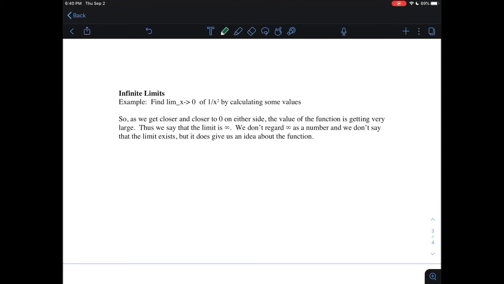So then finally, infinite limits. So for example, find the limit as x approaches 0 of the function 1 over x squared. So again, notationally, we can write that like so, by calculating some values. So the question is, as we get closer and closer to 0 on either side, we want to see what the function is getting close to.